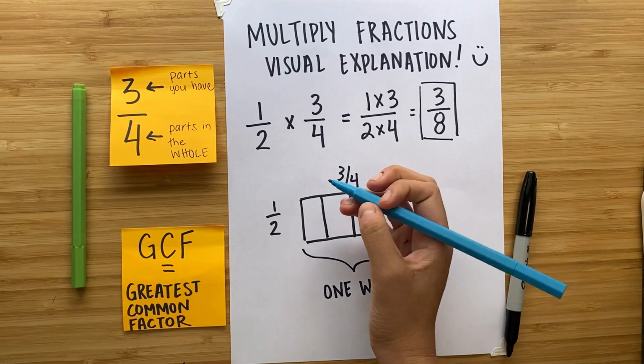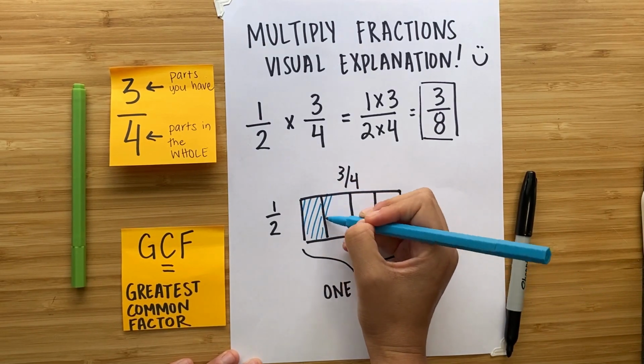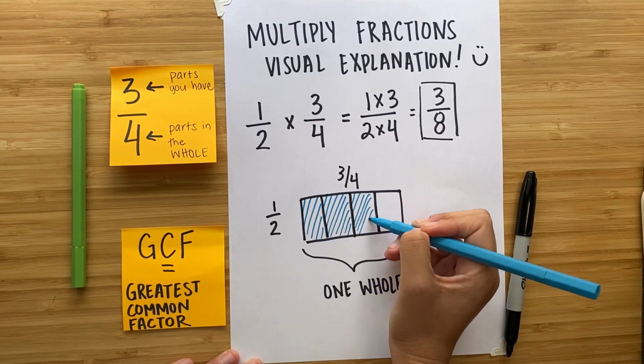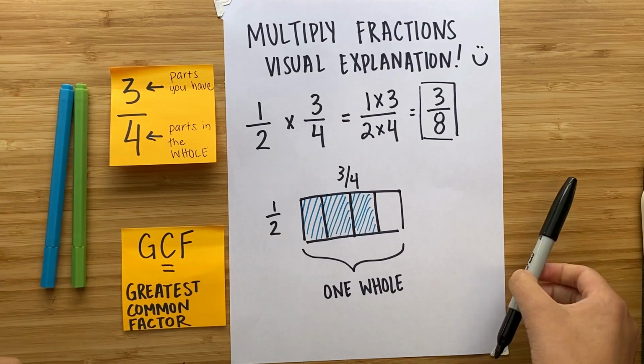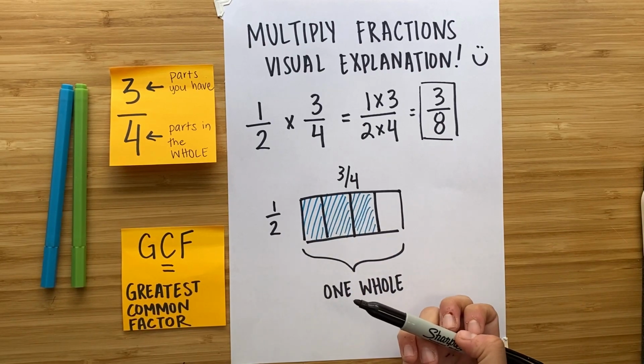So I'm going to take a blue marker and I'm going to shade 3 of those 4 parts. So this is showing 3/4. I have 3 out of 4 pieces. We're taking half of that 3/4.